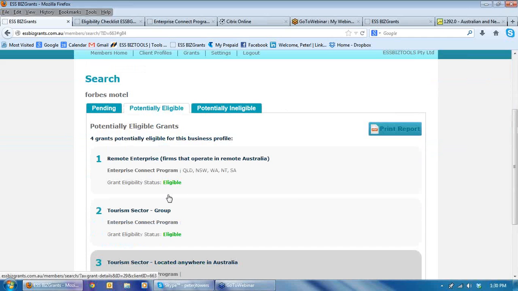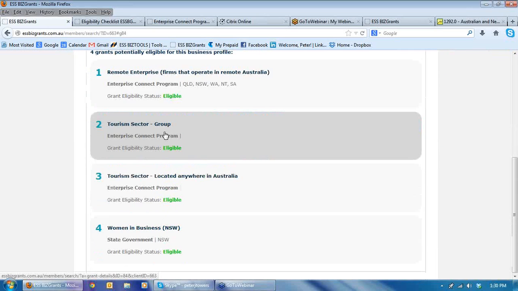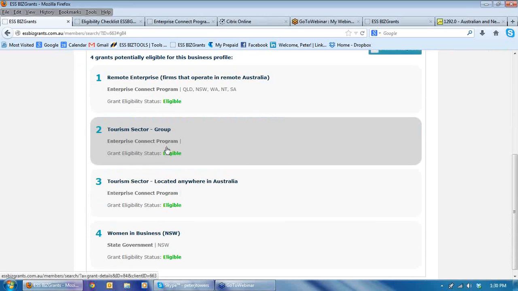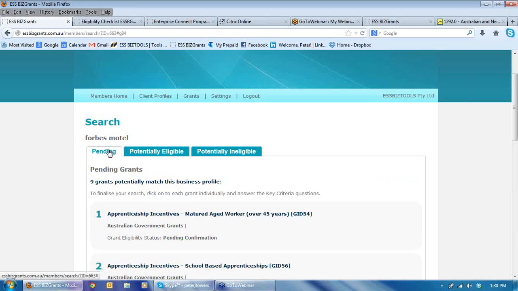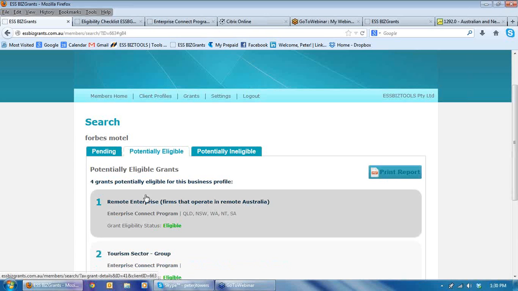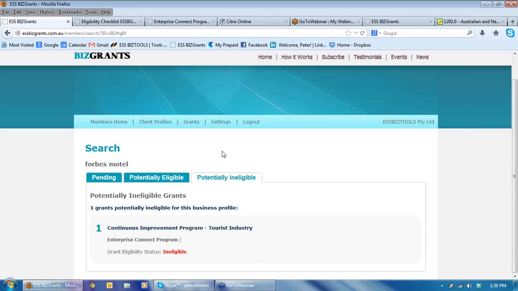So here is the correct up-to-date list of the potentially eligible. I think before I was still on the pending list, so you can have a look at your pending list. There's your potentially eligible list, and they're the ones you want to show the client. And there's the potentially ineligible. Now, what you could do is leave them all in pending.